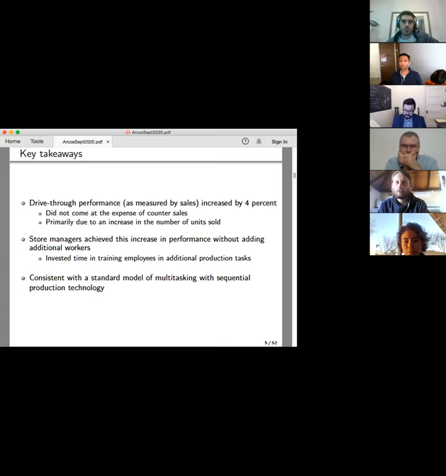And the effect was primarily due to an increase in the number of units sold. And there was no change in the average value per ticket.